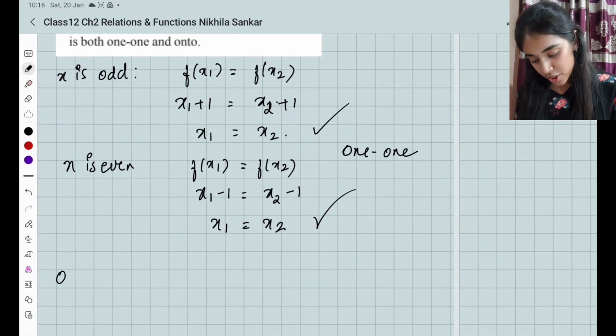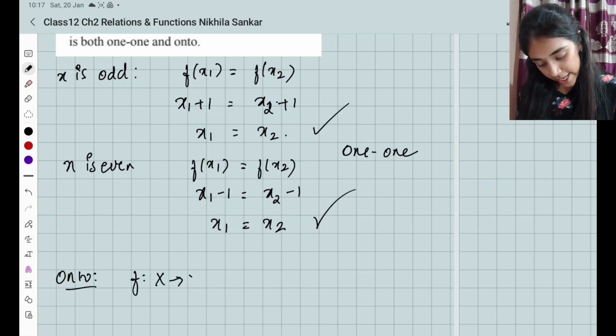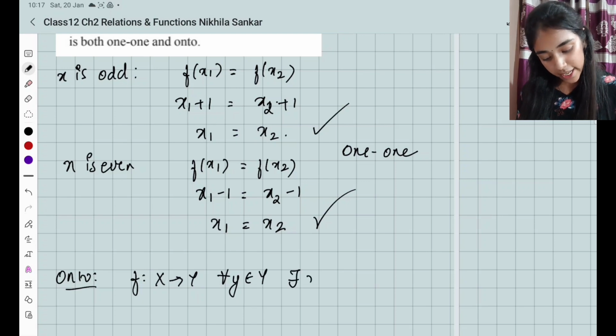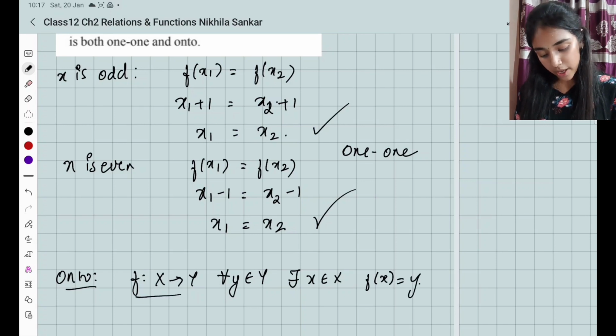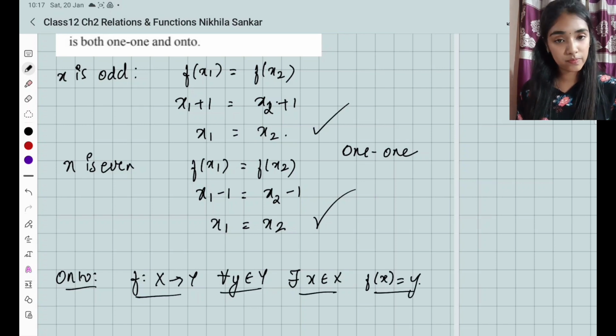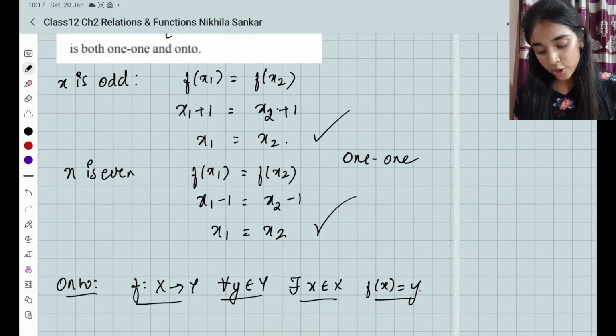Now how are we going to check onto? So onto is going to be, how do you write? Function x to y. For every y belongs to capital Y, there exists x belongs to capital X for which f of x equals y. Okay, remember the 4 parts: 1, 2, 3, 4. So 4 different parts. How do you prove an onto function?